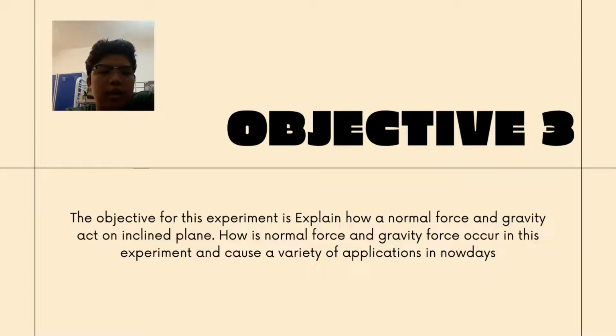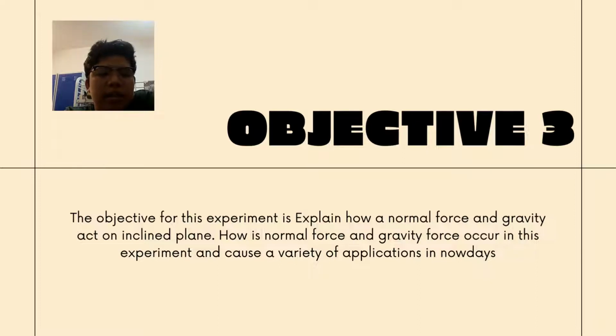From this experiment, there are a few objectives which can explain how normal force and gravity act on an inclined plane. It is necessary to evaluate the forces operating on an item on an inclined plane in order to comprehend this form of motion. Normal force arises when an object is put on an inclined plane. Its weight vector can be separated into two components: a normal force equal to the object's force perpendicular to the plane, and a parallel force that pushes the object down the inclined plane.